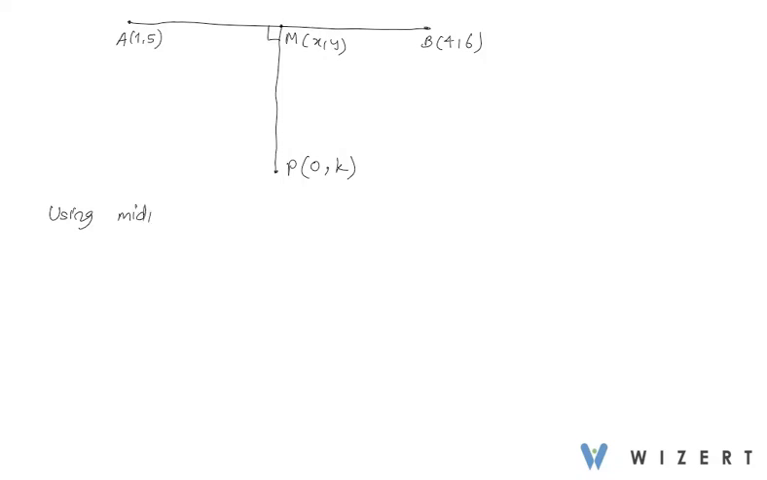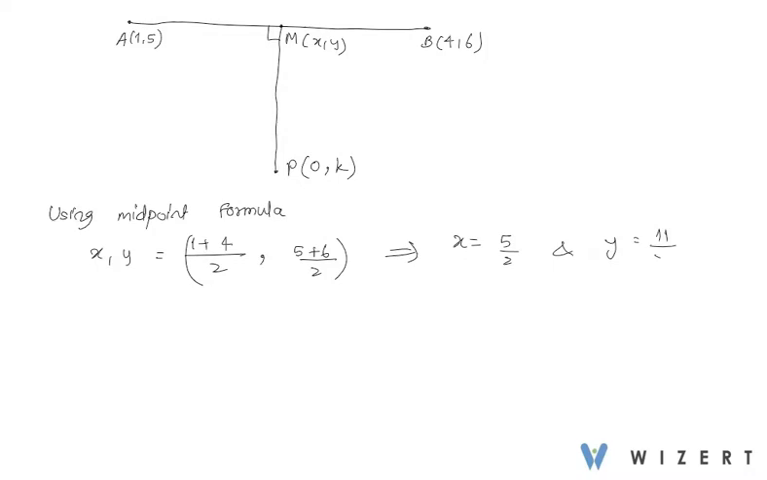Now since it's given that M is the midpoint of the line segment AB, we can use the midpoint formula to get x and y. So x, y is nothing but (1 plus 4) divided by 2, (5 plus 6) divided by 2. So we get x equal to 5 by 2 and y equal to 11 by 2.